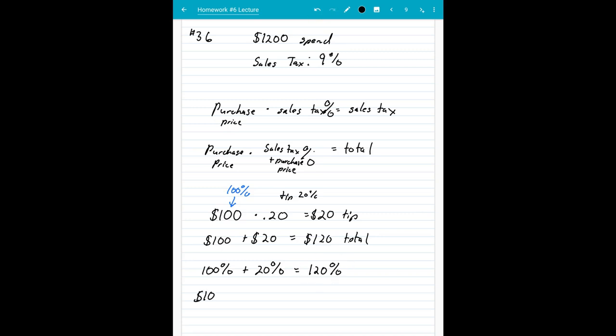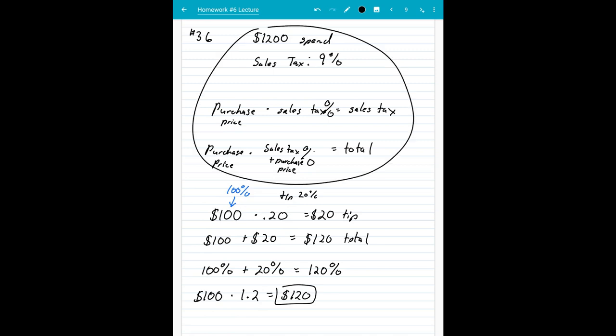What we're going to do is use this number to multiply with. If I take $100 and multiply it by 120%, which is 1.2, that gives us the $120 right away. It gives us our total. So what we did is we added the percentages first, then multiplied. Versus here, we multiplied, then added the results. Either way works. So I'm going to come back to this problem in just a sec.